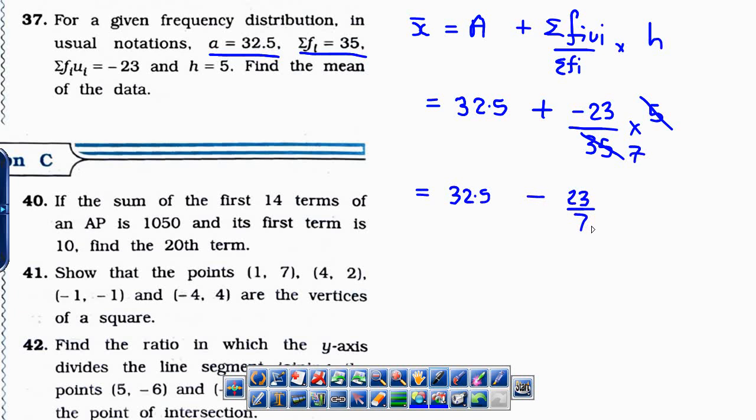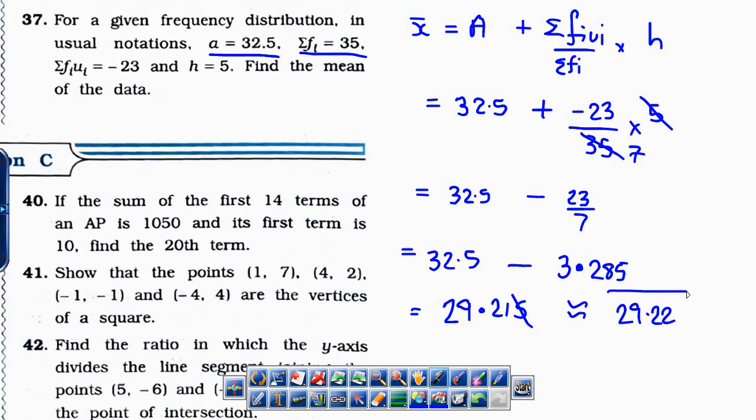23 upon 7 you will have to do in rough work. 3.285 will come. You have to take it up to 3 decimals. Every division you do in statistics, take up to 3 decimal places, not more, not less. Now 32.5 minus 3.285 is 29.215, and then you round off; 5 ignore, so the 1 becomes 2. 29.22 is the mean of the question.